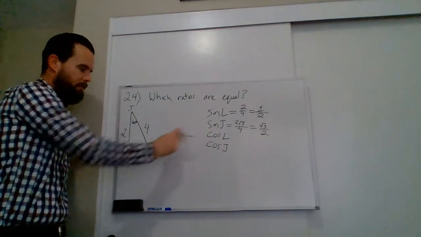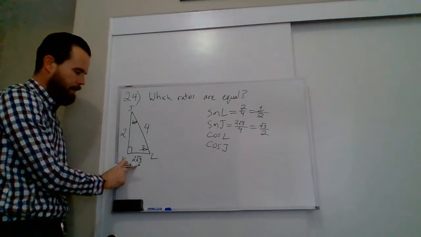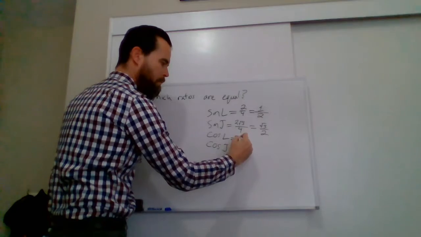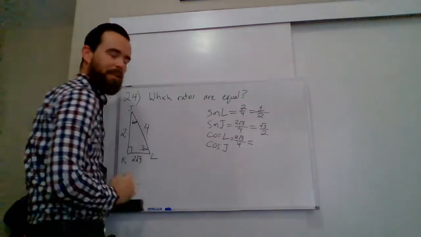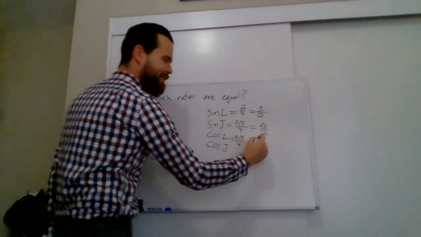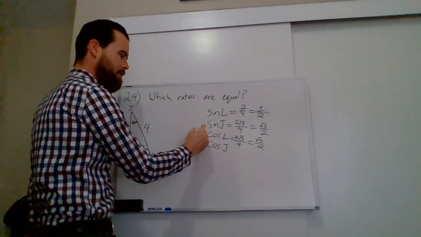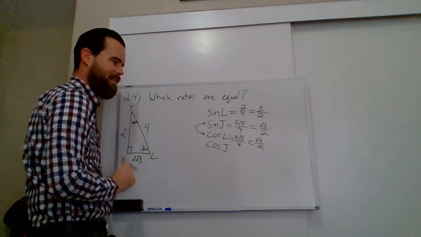All right, let's look at the cosine of L now. Here's L. Our cosine is 2 root 3 over 4. All right, we found something here. We found one that's equal. So cosine of L is equal to the sine of J.